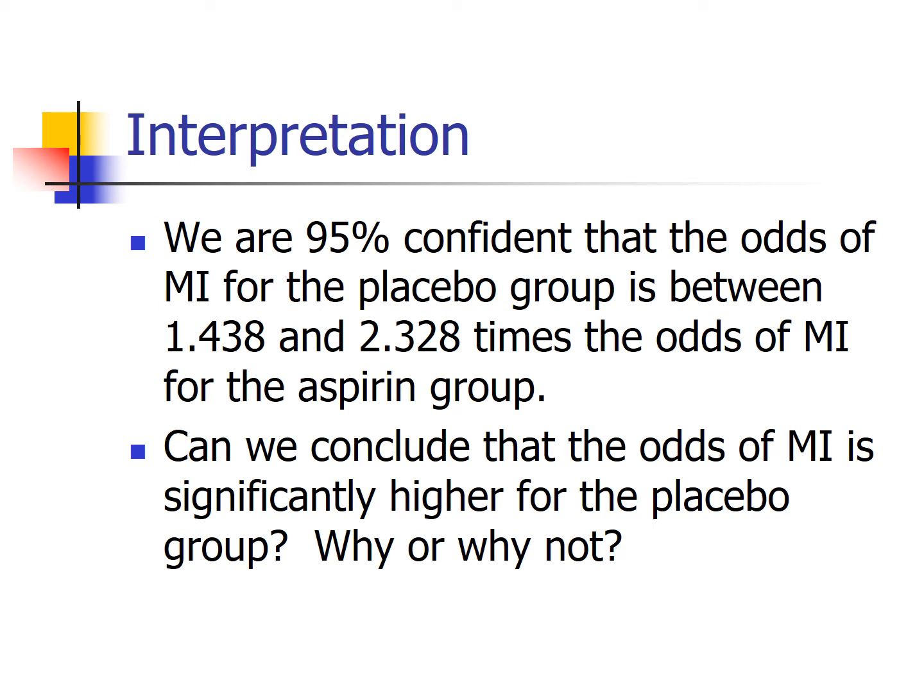In this case, our confidence interval does not include 1. So we would say, even though we don't know exactly what the odds ratio is, we got it narrowed down. It's somewhere between 1.43 and 2.328. That entire range of values is more than 1. And so that's sufficient for us to conclude, using an alpha of 0.05, that we think that the odds ratio is something other than 1.